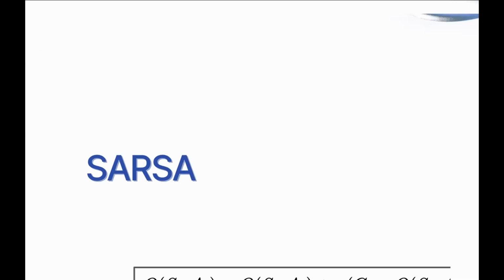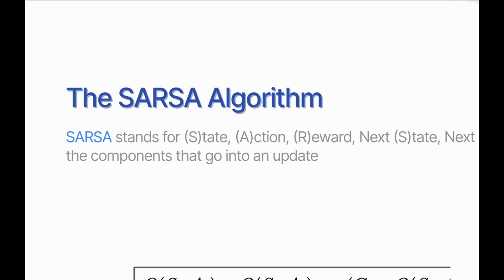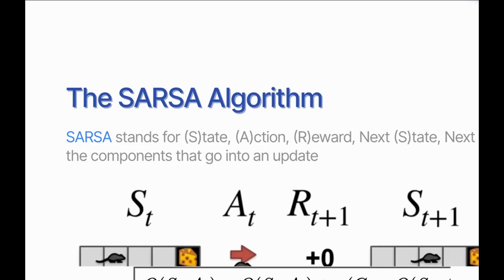This one's called SARSA. The SARSA algorithm stands for state, action, reward, next state, and next action, the components that go into an update. So in order to do a SARSA update, you need the current state, you need the action you take, you get the reward from the current state, you need the next state you go to, and you need to sample an action at the next state as well. The next action, A of t plus 1, is sampled from the current policy, whatever it is. It could be a uniform random policy. It could be a deterministic policy. It could be an epsilon greedy policy. I hope you guys remember what that is.